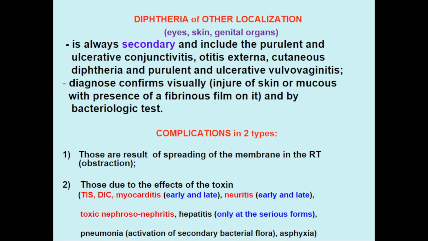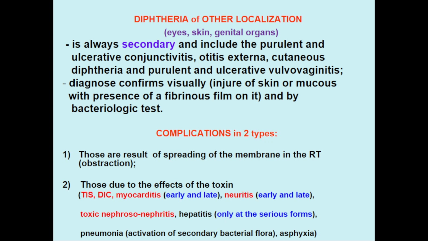Diphtheria of other localization, like eyes, skin, or even genital organs, is always secondary and includes purulent and ulcerative conjunctivitis, otitis externa, cutaneous diphtheria, and purulent and ulcerative vaginitis. Diagnosis is confirmed visually, injury of the skin or mucosa with presence of fibrous film in it, and by bacteriological test.